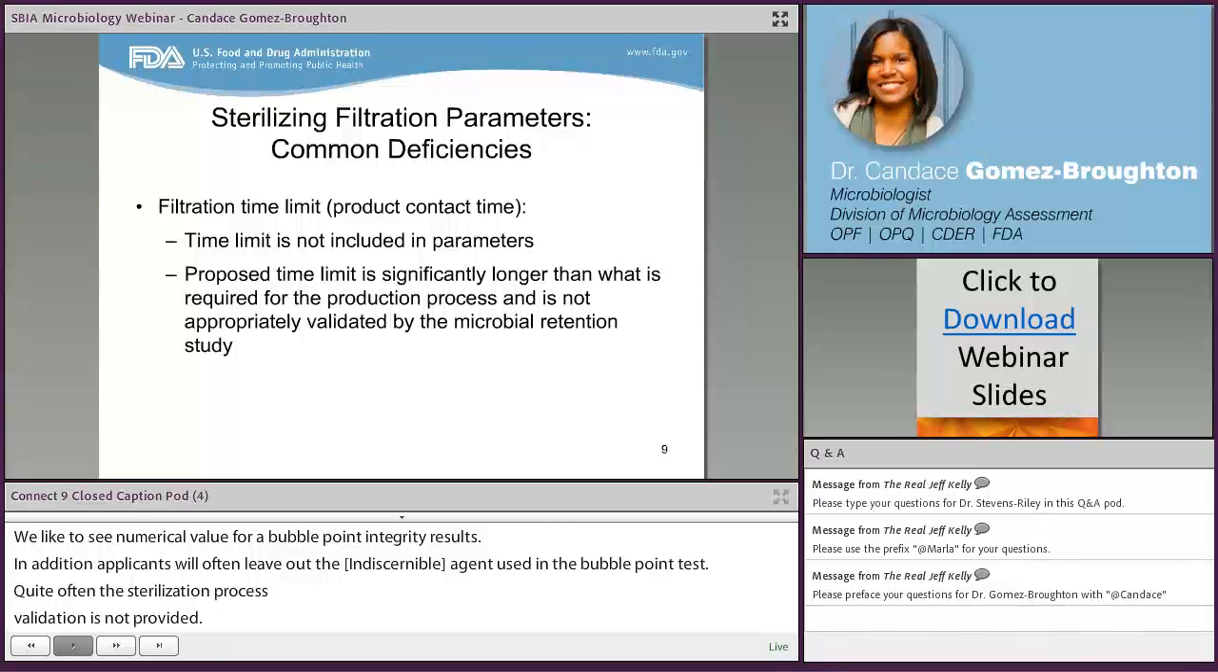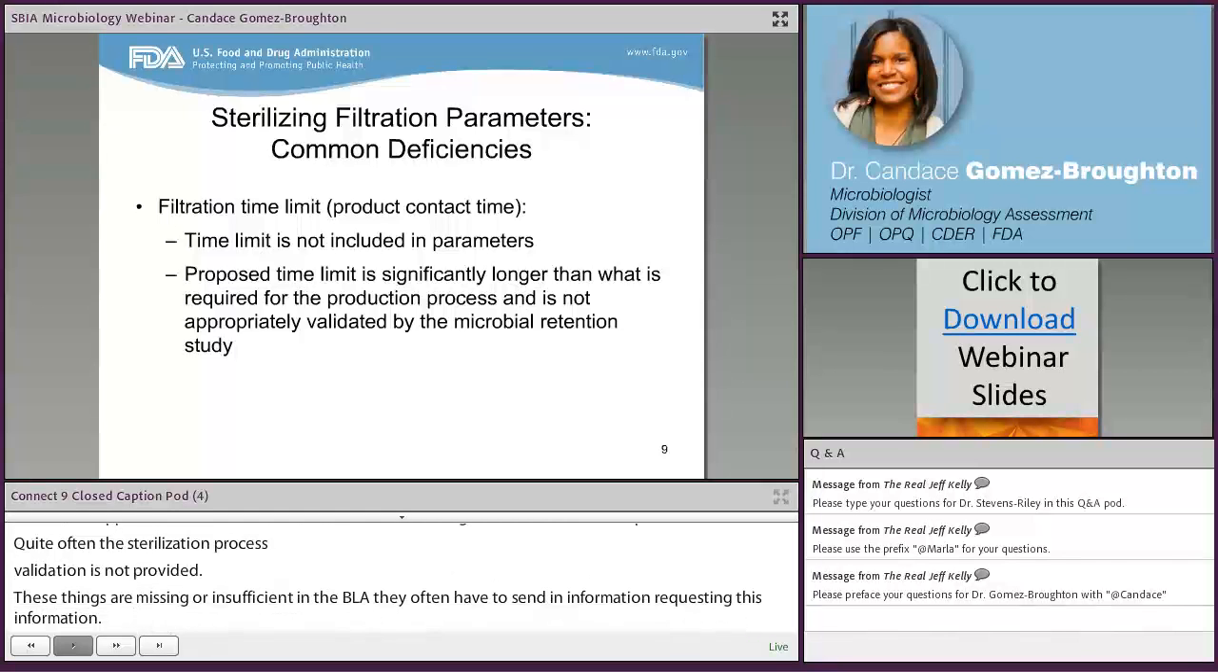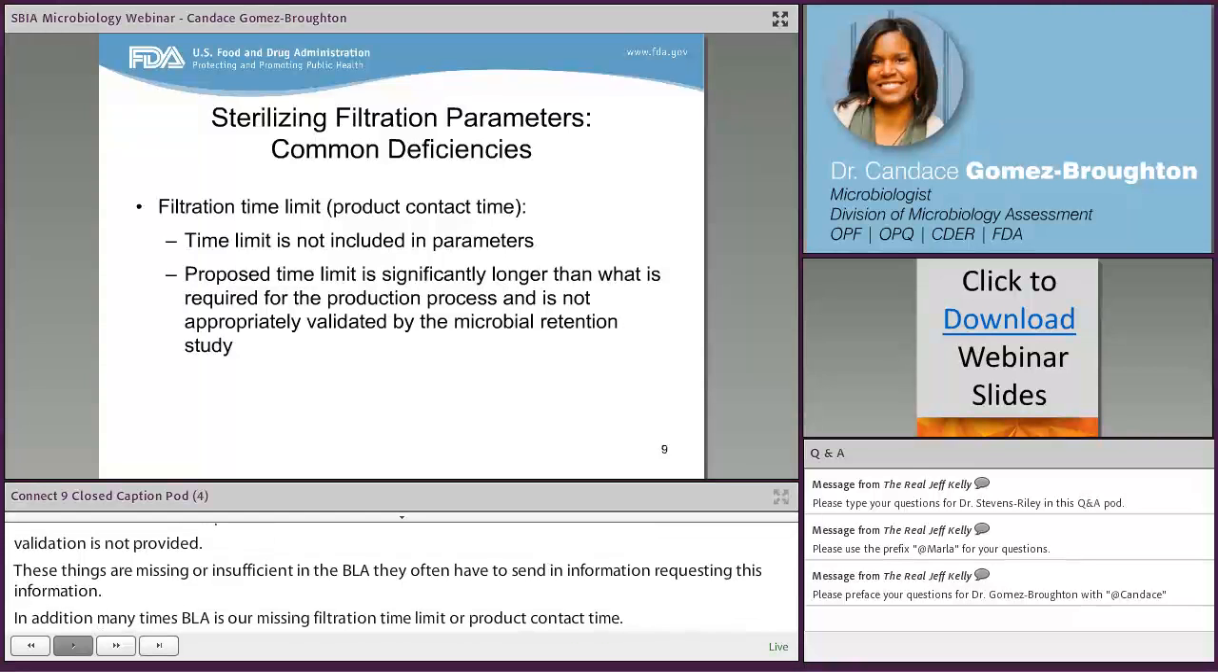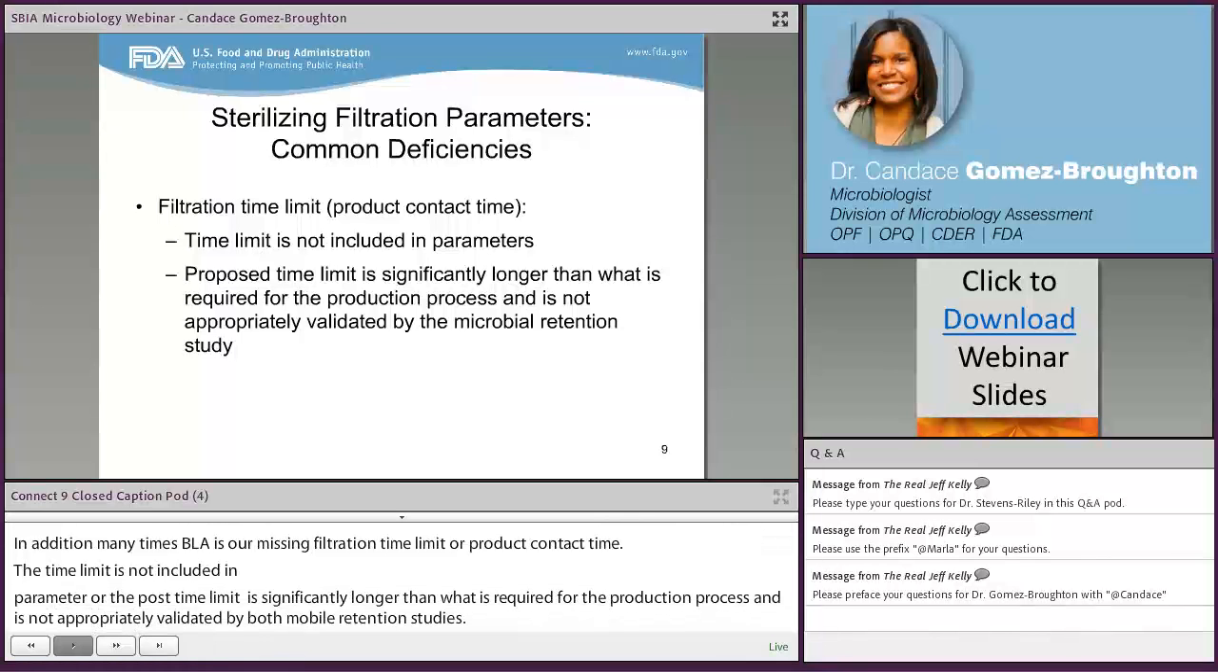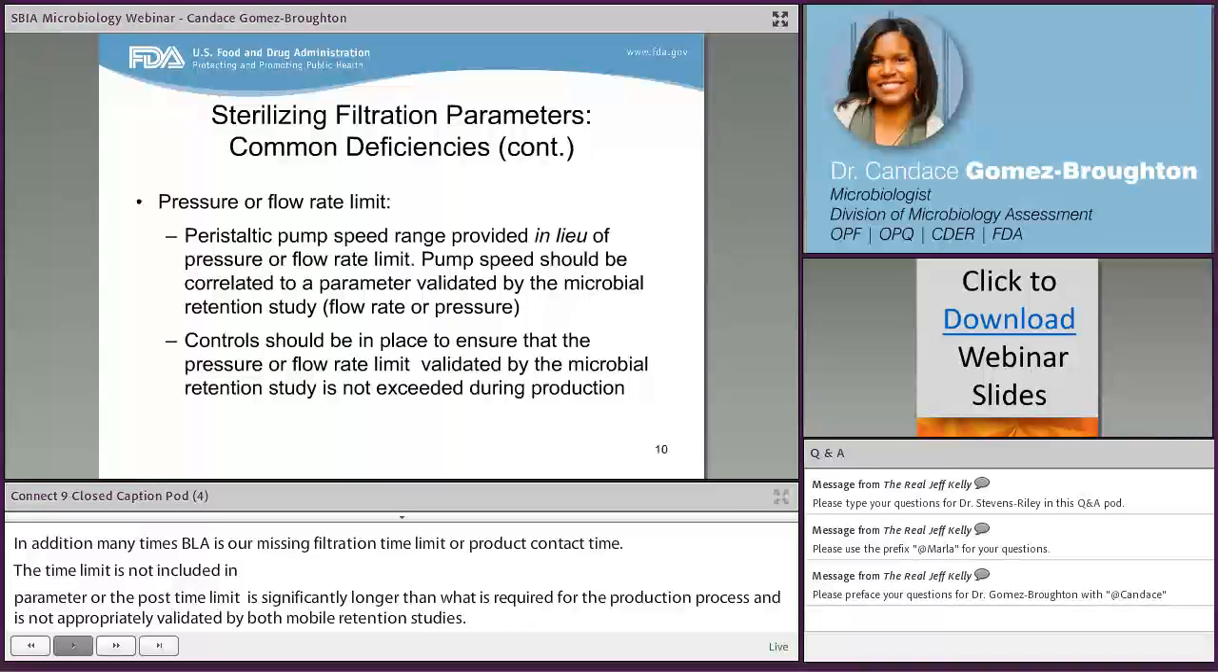In addition, many times BLAs are missing a filtration time limit or product contact time. The time limit is not included in the parameters, or the proposed time limit is significantly longer than what is required for the production process and is not appropriately validated by the microbial retention study. So again, we would have to request this information from the applicant or request that the studies be repeated in order to address these deficiencies.